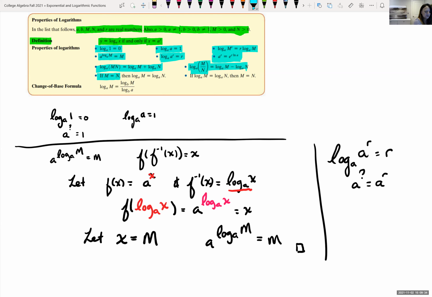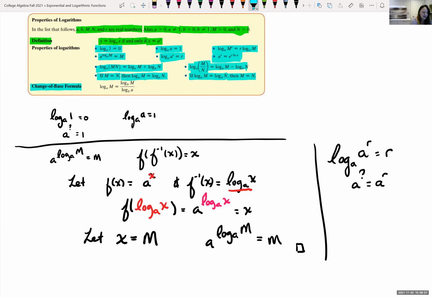If m equals n, then we can say that log base a of m has to be equal to log base a of n, so taking the log of both sides of our equation. If we have two logs equal to each other, same base, then we can say that m is equal to n. And last one, change of base formula.